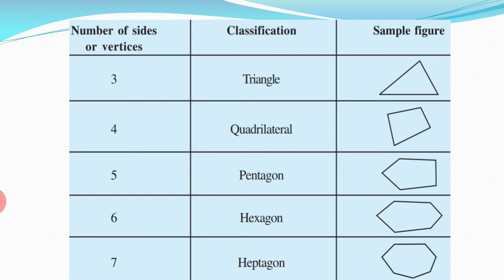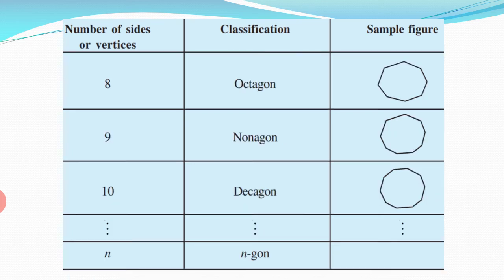A polygon with 4 sides or 4 vertices, we call a quadrilateral. 5 is pentagon, 6 hexagon, 7 heptagon, then 8 octagon, 9 nonagon and 10 decagon. This will continue: 11-sided polygon, 12-sided polygon and so on, and then we say the n-sided polygon. So what is a polygon? A polygon is a simple closed curve made up of line segments.